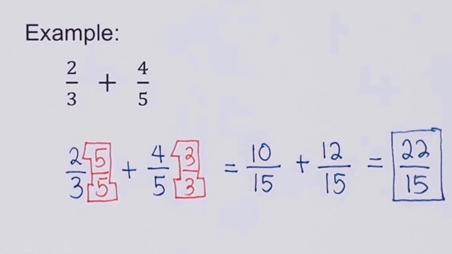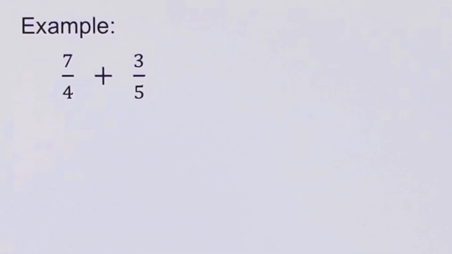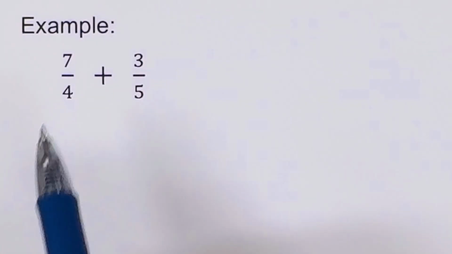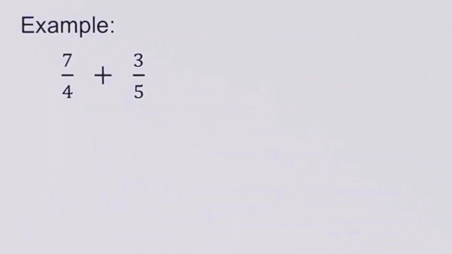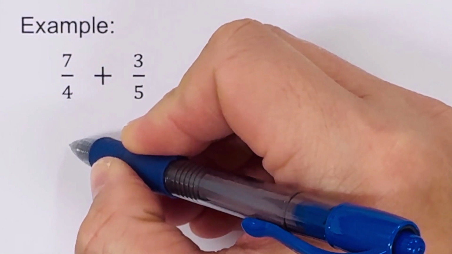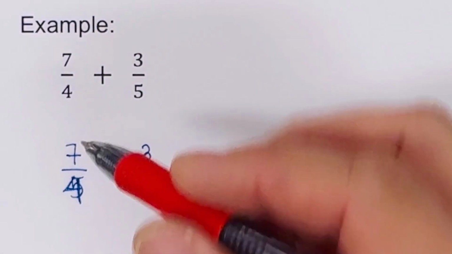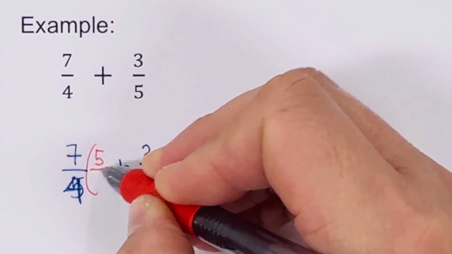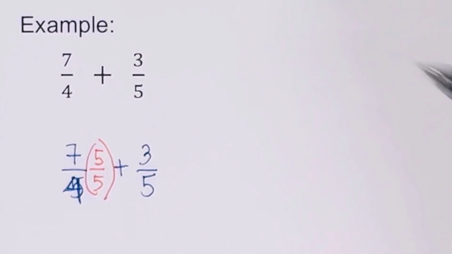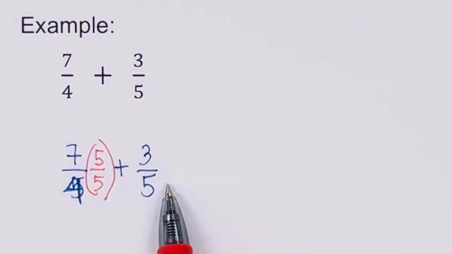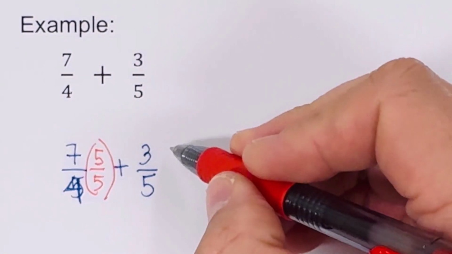Now let's have another example. Looking at this example, the denominators are not the same. We've got a 4 and a 5, so we have to make sure that their denominators are the same before we can add these two fractions together. So we're going to use the giant one to add these two. So I'm going to go ahead and rewrite this down here. What I would do is multiply the first one with a 1 in the form of 5 over 5. And I will multiply the second with a 1 in the form of 4 over 4.